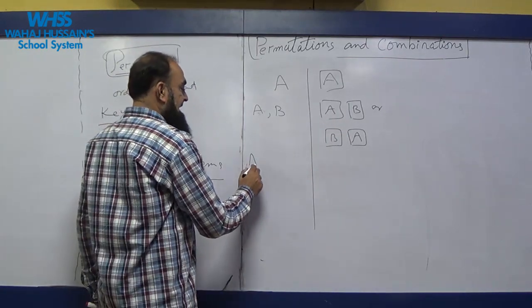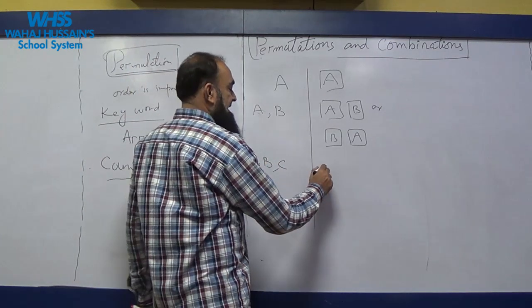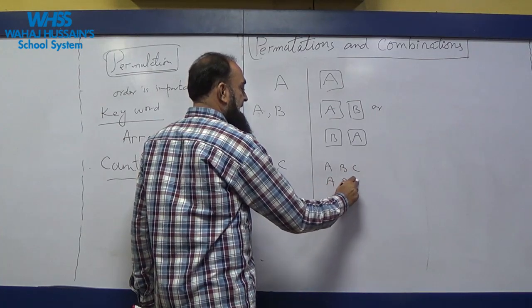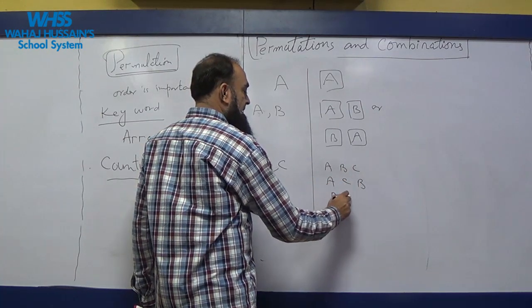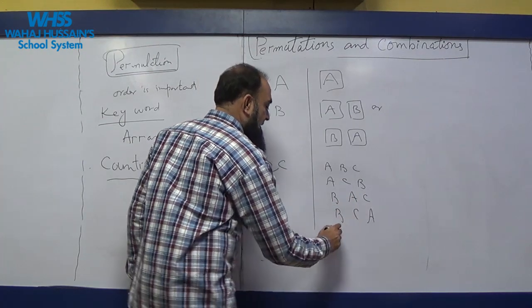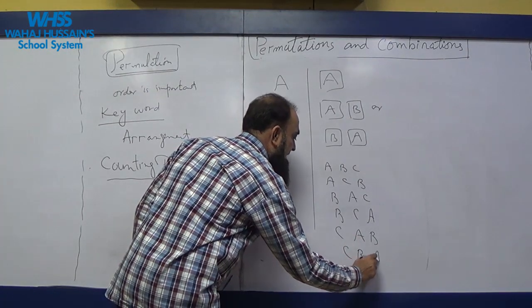What about if we have three objects, A, B and C? You can arrange them as A, B, C or A, C, B or B, A, C or B, C, A or C, A, B or C, B, A.